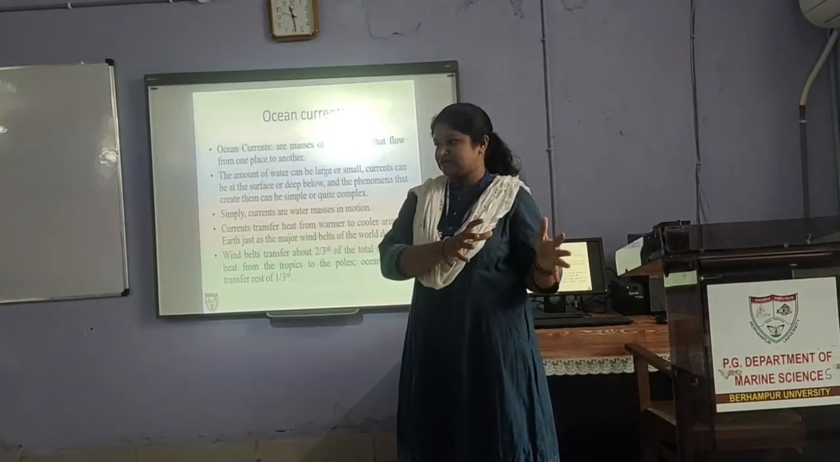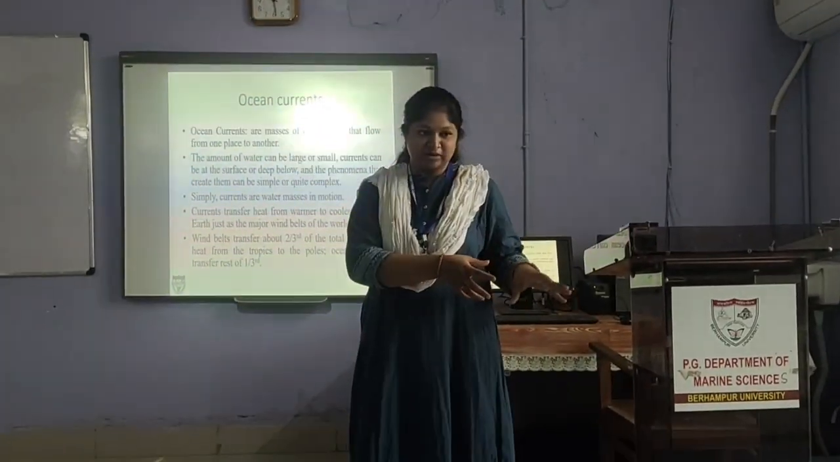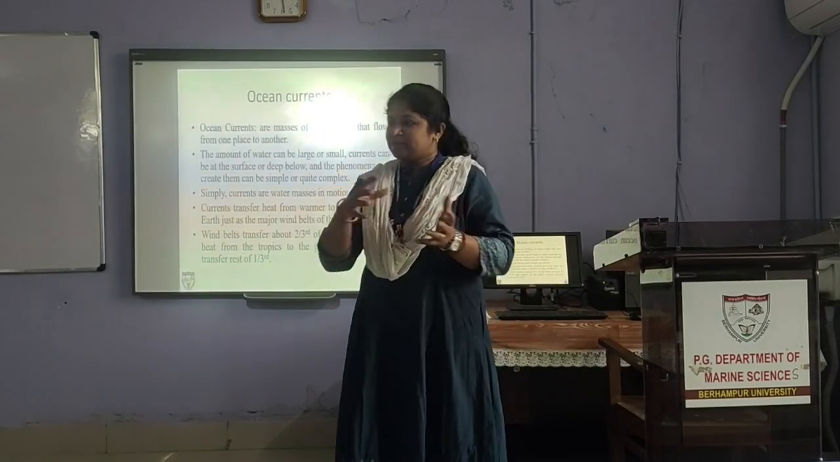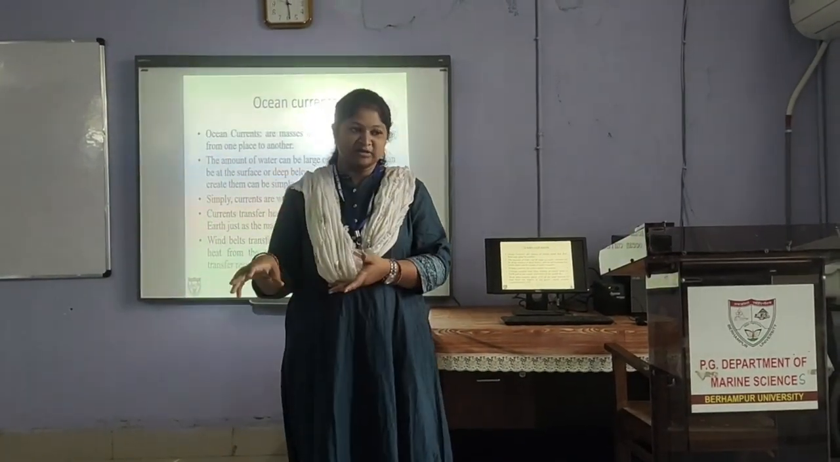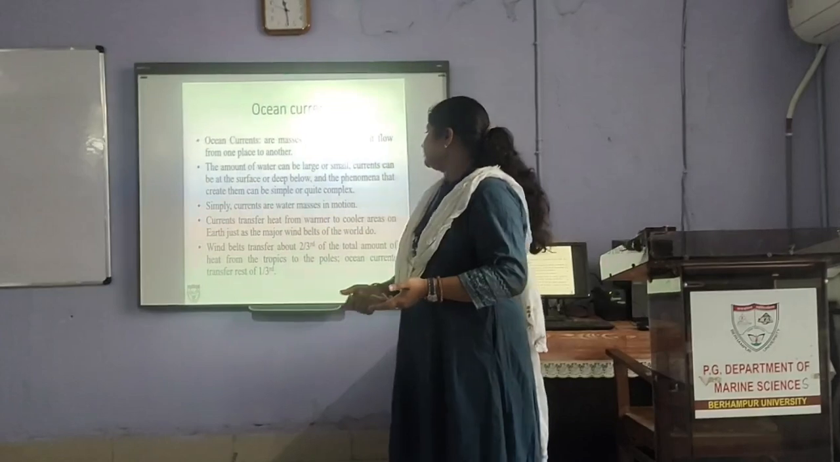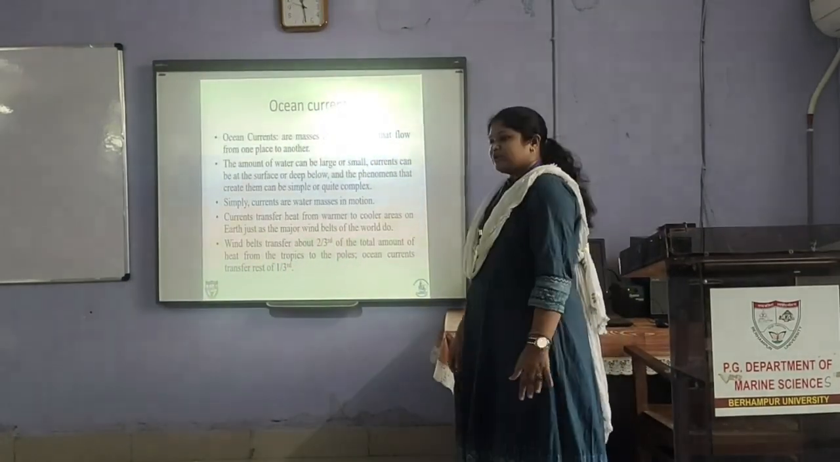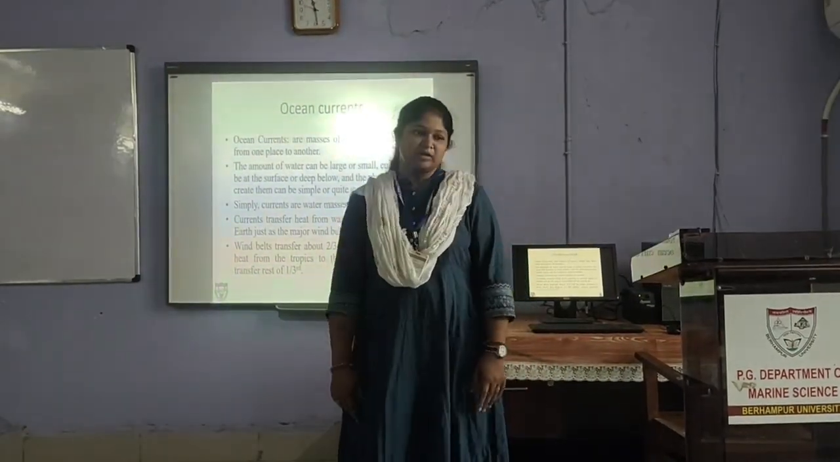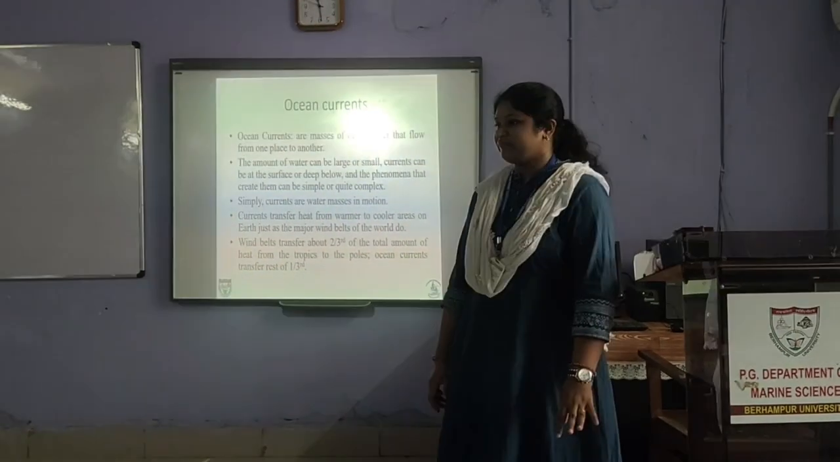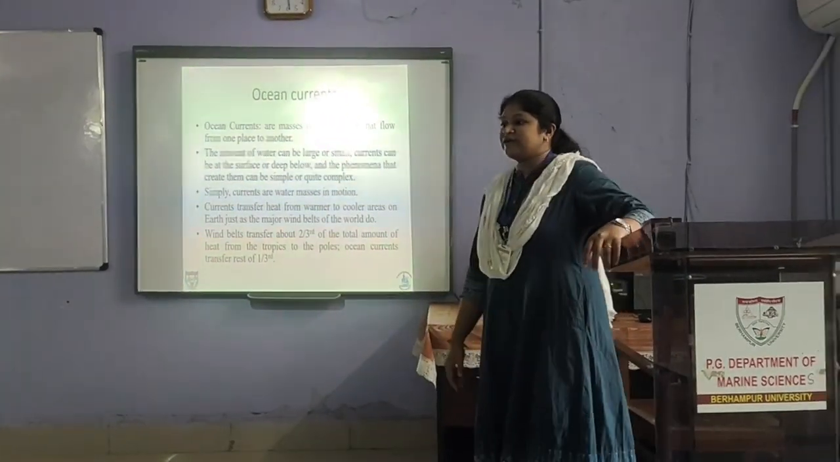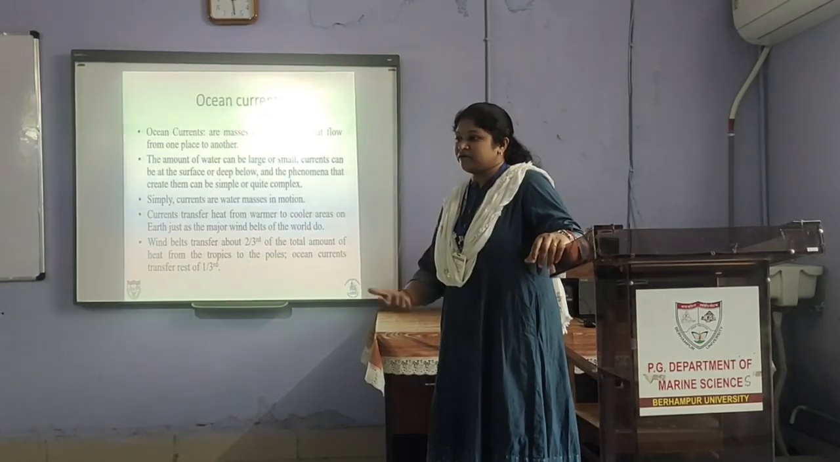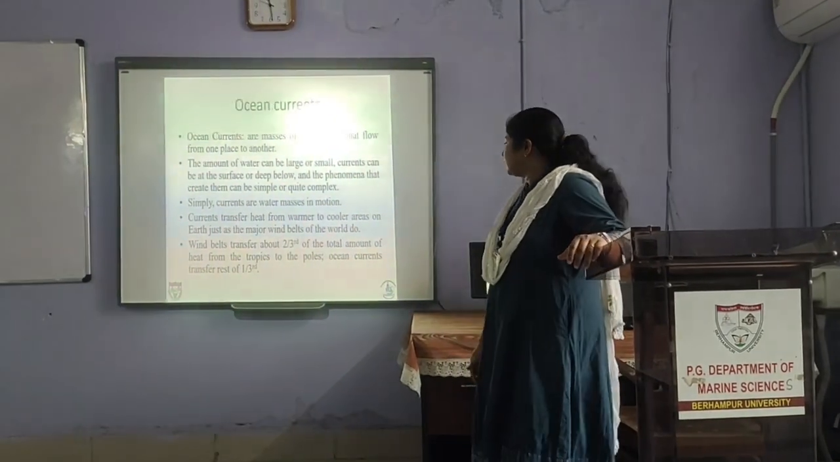So if a mass of water having similar characteristics flows from one place to another in a particular direction, that we call an ocean current. That means the water mass may be small or may be large. It depends on the different phenomena. What are the drivers of ocean current?